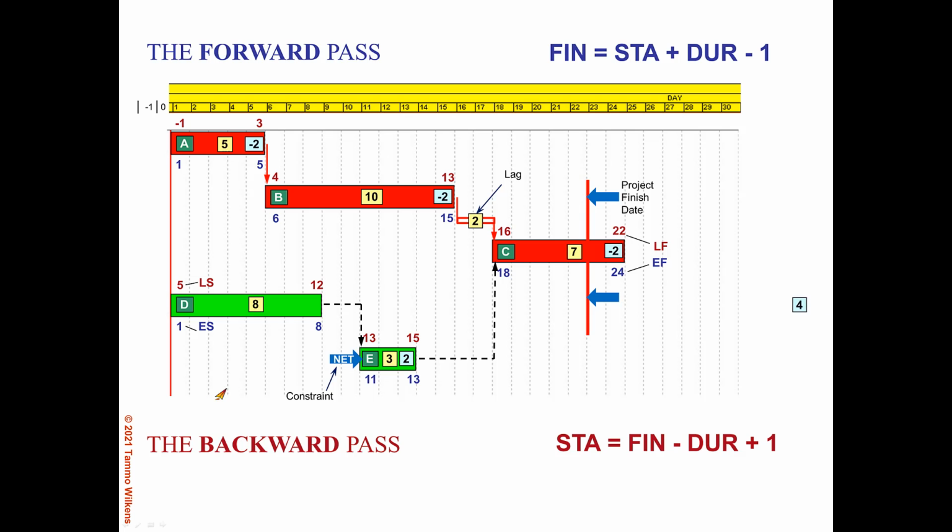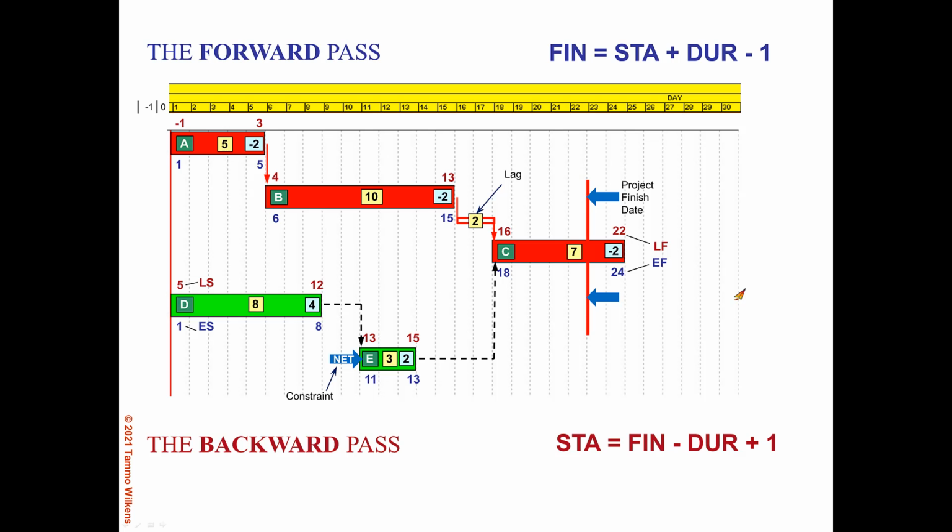But for activity D, we have 4 days of float, the late date 12 minus the early date of 8. And the reason for the different float on the green path is that this constraint is keeping activity E from starting any earlier, so the early date is pushed closer to the late date. So I hope this gives you an understanding of what happens if we impose a project finish date.